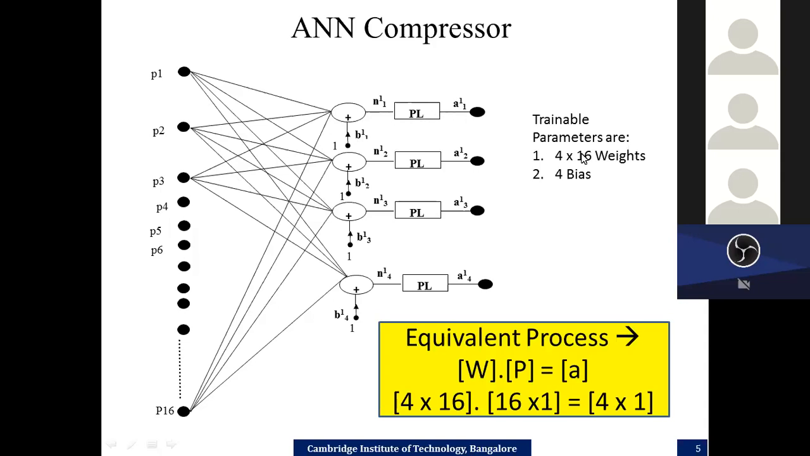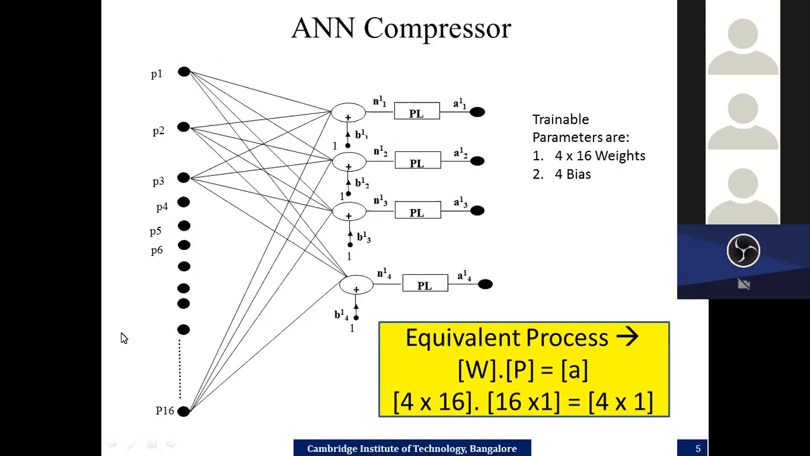So the trainable parameters for each neuron is 16. Since there are 4 neurons, there are 16 cross 4 weights that need to be identified, which has been done because of the training process. And each of these neurons will have a bias, so 4 biases, which we have also identified.